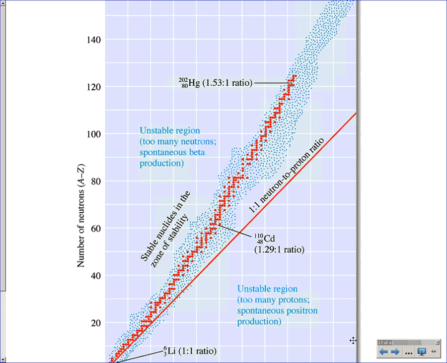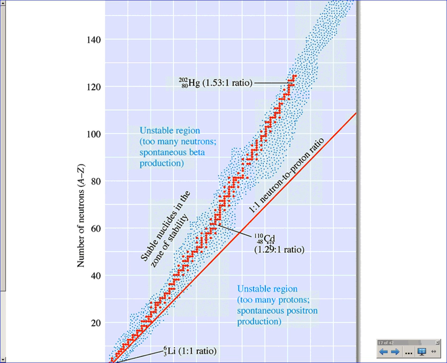This is just another look at a slightly different graph. It's got the banding pattern, the band of stability in the middle and all the way up here. And then you're going to see that there's a couple of examples given to you. So lithium, with an atomic number of 3 and atomic mass of 6, meaning you've got 3 protons and 3 neutrons. That's a 1 to 1 ratio, exactly. Then you go up a little bit, and we're still fairly close to the 1 to 1 neutron to proton ratio.